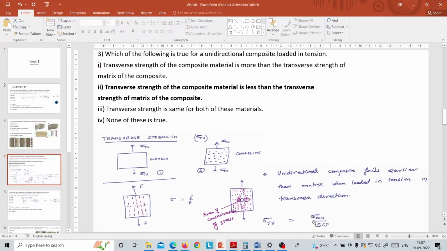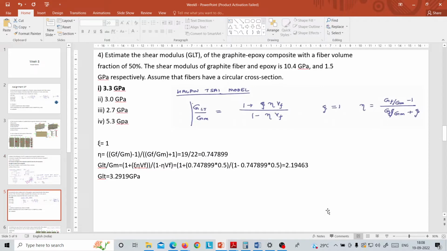The stress concentration factor would be determined by finite element analysis or some other analytical methods. So from this formula itself, we can see that stress concentration factor would be greater than 1 and the matrix strength is given by sigma mu. So this transverse strength would obviously be less than the transverse strength of our matrix medium.